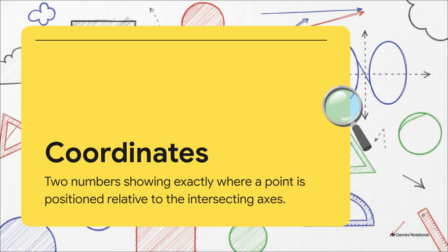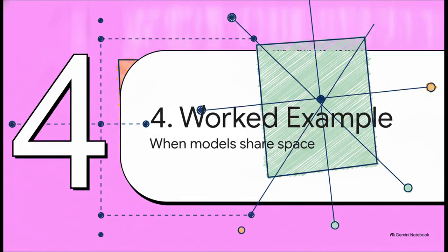When you're given a pair of coordinates, those 2 numbers are handing you the precise, exact location of a geometric point relative to those intersecting axes we just set up. Section 4. Worked example, when models share space.